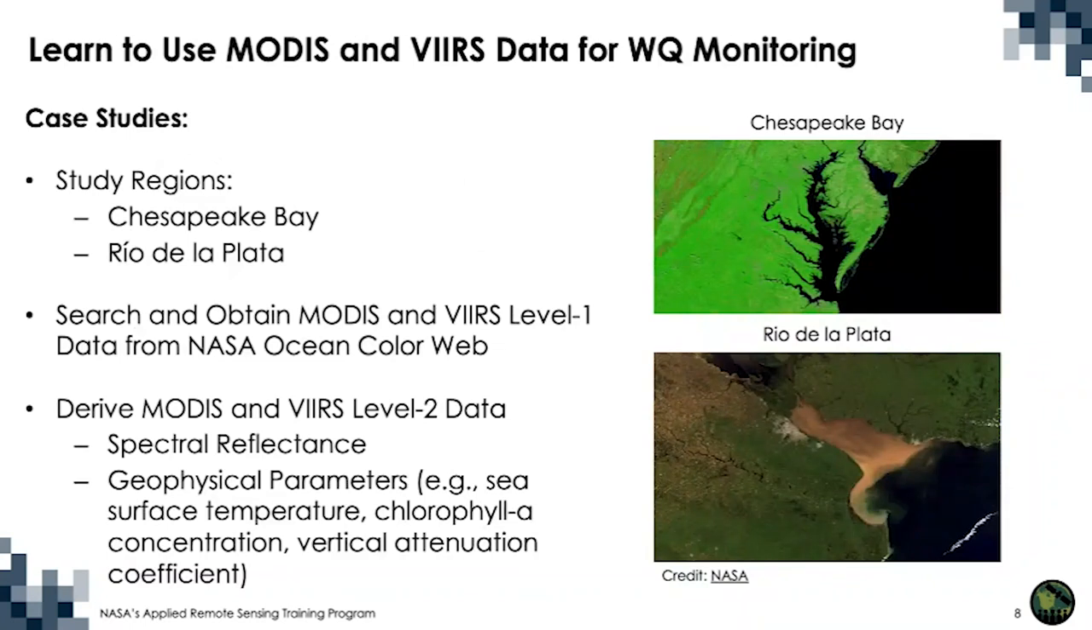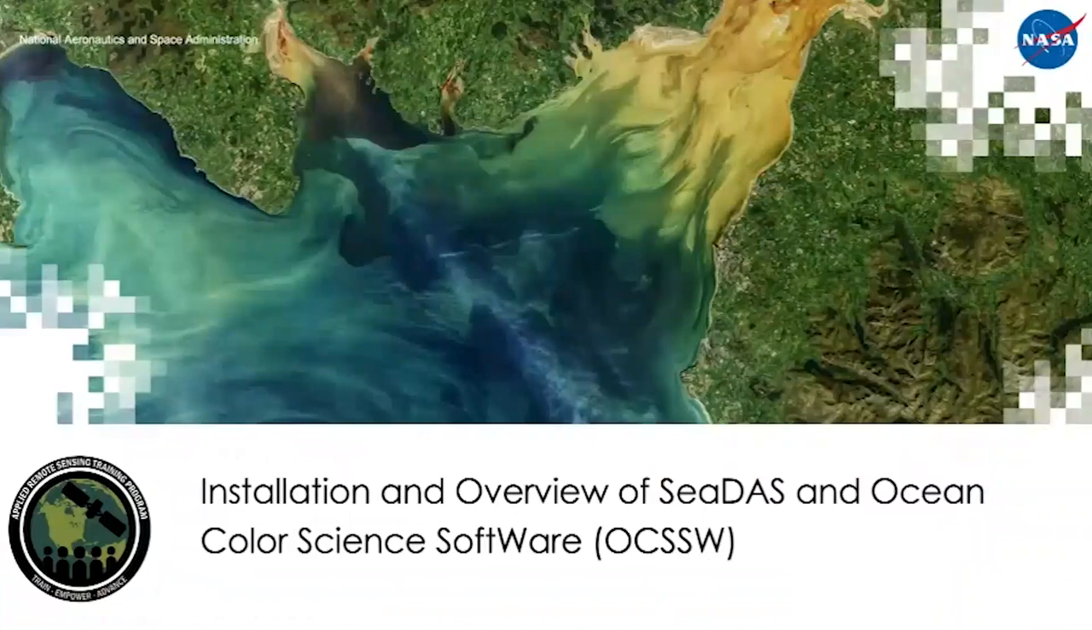Earlier, we downloaded MODIS and VIIRS level 1 images from NASA Ocean Color Web for the Chesapeake Bay and Rio de la Plata for selected days in July 2021. Today, we will process these data to get water quality parameters. We will start with some information about SeaDAS and OCSSW.